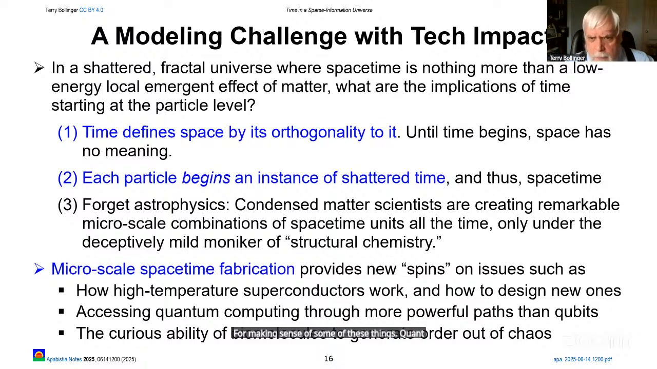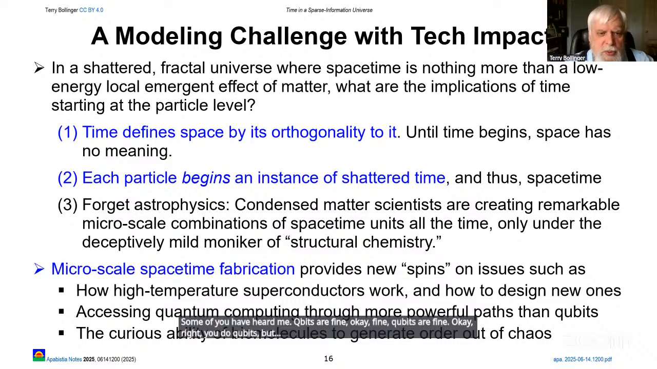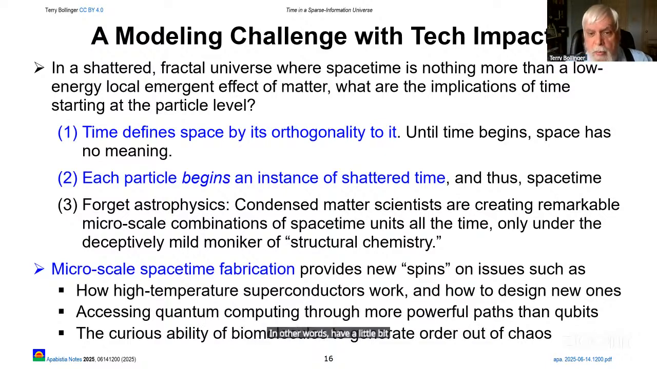Quantum computing, same thing. Some of you have heard me. Qubits are fine. Okay, right. You do qubits, but I just continually would argue that qubits are one of the weakest paths possible for getting at what molecules are doing. We should take a hint from the fact that we require, I don't know, tens of thousands of qubits to emulate one molecule. Think about that. Maybe we got that backwards. Maybe we should be using one molecule to emulate tens of thousands of qubits. In other words, have a little bit better control of how the molecules do their computations and borrow that. That's more the Feynman path towards quantum computing.